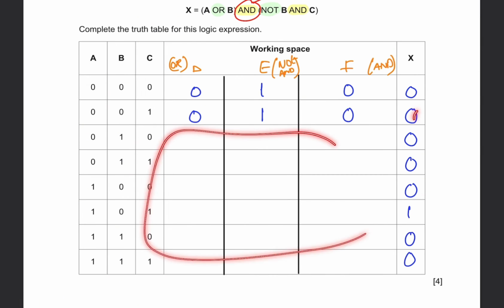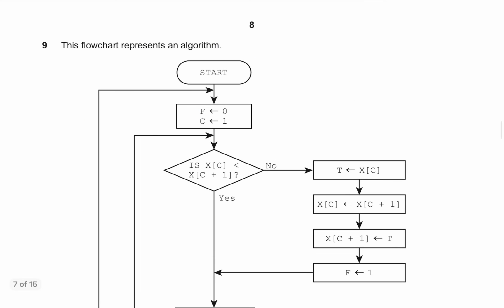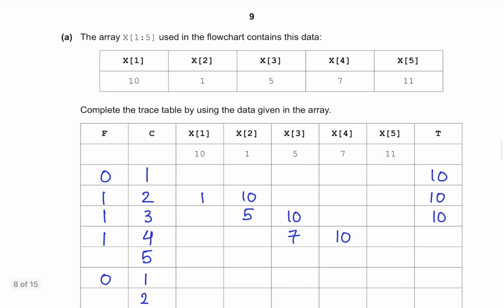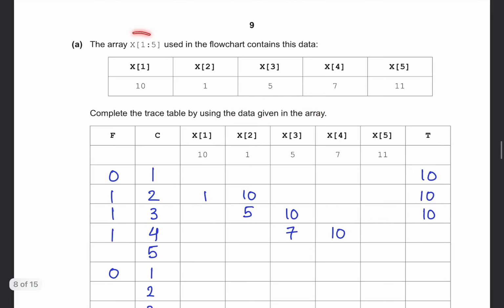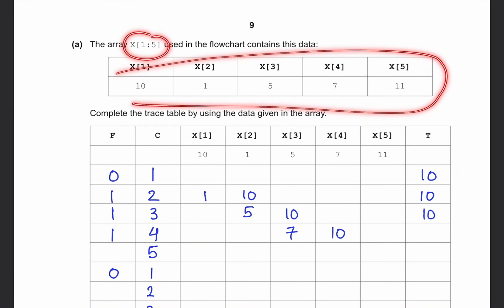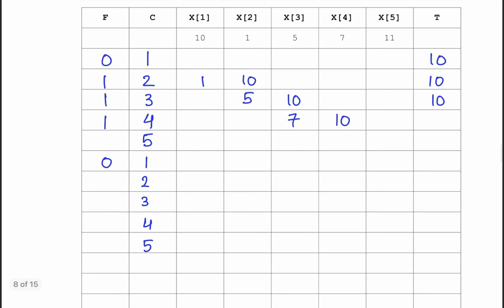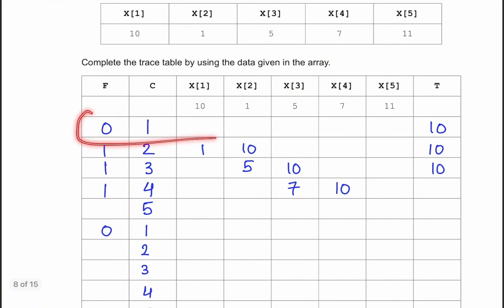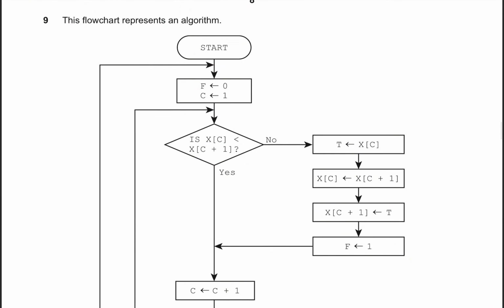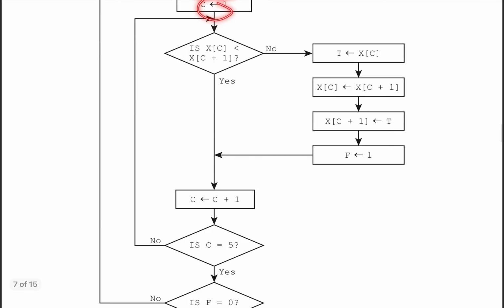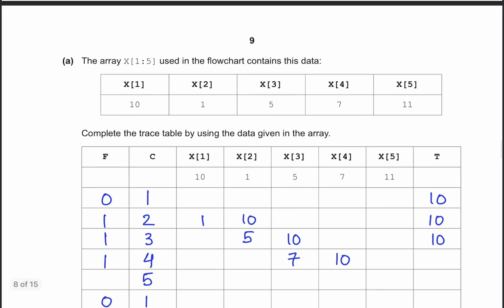Okay, so you need to solve it for the others. The next part of the question is the flowchart, which is representing an algorithm. So you have to complete the trace table by using the data given in the array from 1 to 5. So this is the array, and I've constructed the trace table by looking at this. So the first one, you could say, how do I do this? I will explain. So for your first, F is 0 and C is 1. So you're starting here as F is 0, C is 1. The first line has already been done for you, which has this data.